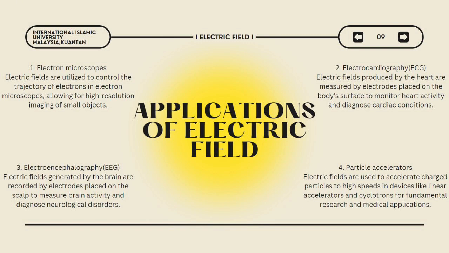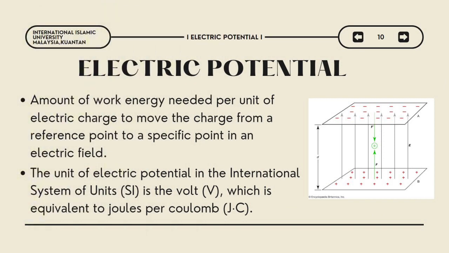Up next, we have electroencephalography, or more popularly known as EEG. Electric fields generated by the brain are recorded by electrodes placed on the scalp to measure brain activity and diagnose neurological disorders. And lastly, we have particle accelerators. Electric fields are used to accelerate charged particles to high speeds in devices like linear accelerators and cyclotrons for fundamental research and medical applications.